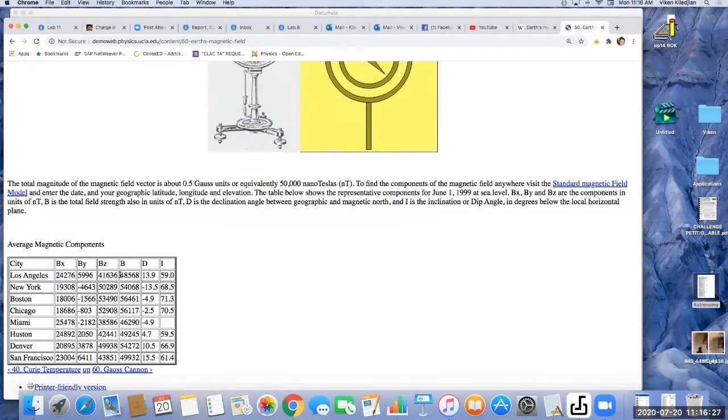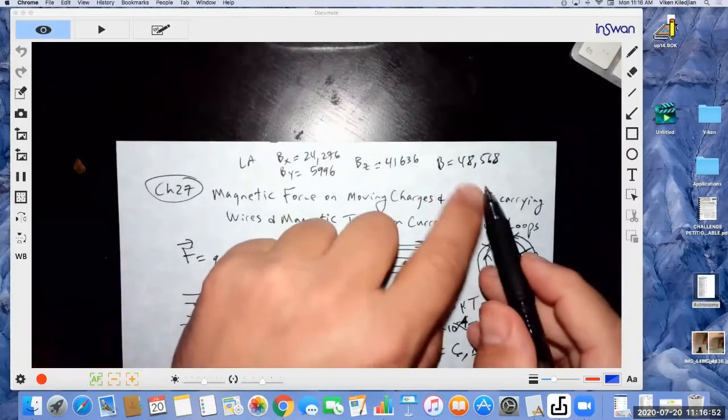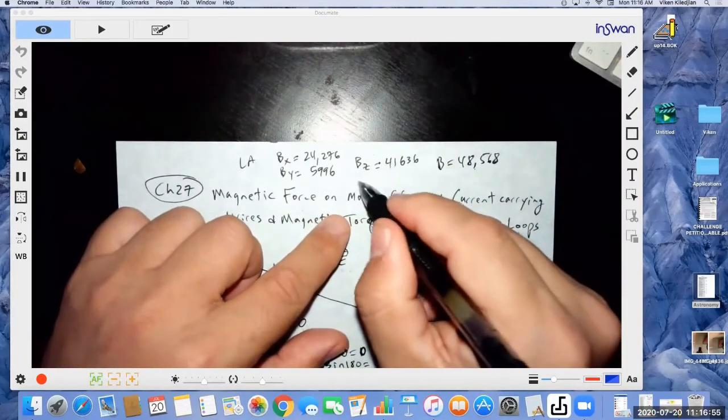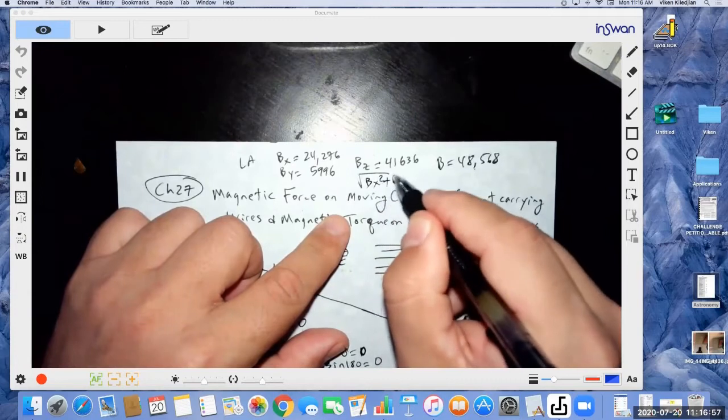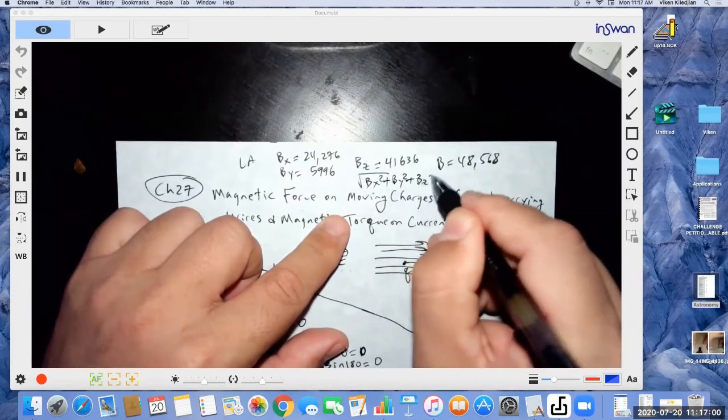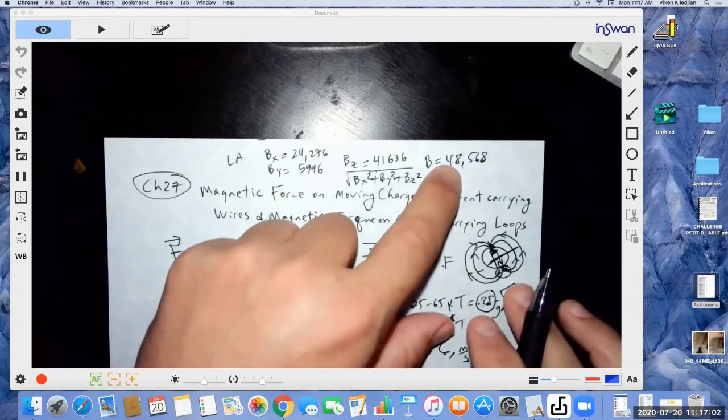So the total magnetic field at Los Angeles is this squared plus this squared plus this squared, square root. You guys see that? This squared, this squared, this squared, square root. That gives you 48,568. So this is the total field. It's the square root of BX squared plus BY squared plus BZ squared. Okay, and then that gives you the total B.